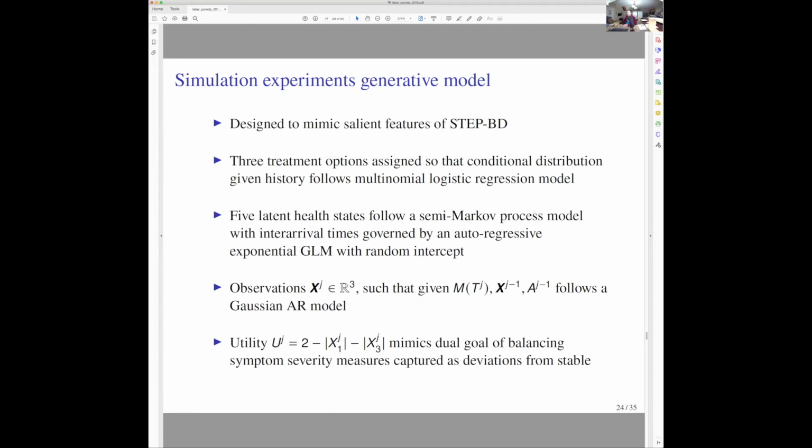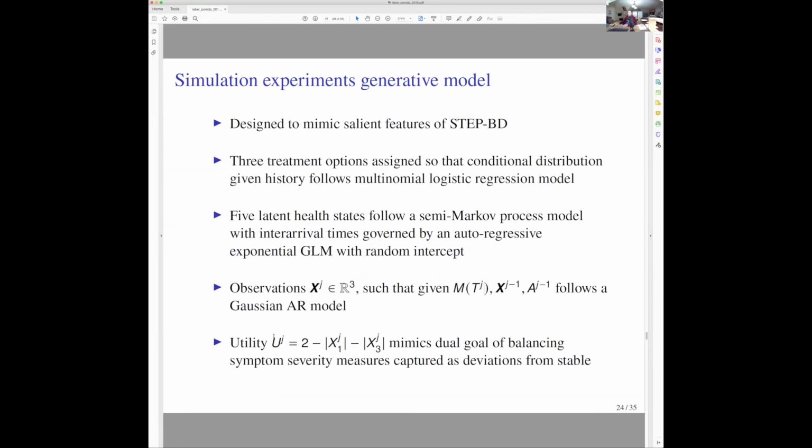And the interarrival times in that latent process are an autoregressive exponential generalized linear model that has a random intercept, so a different intercept for each patient. The observations are 3 dimensions, so xj is in R3. And given the latent unobserved state, the previous observation and treatment, we assume that this follows a Gaussian autoregressive model.